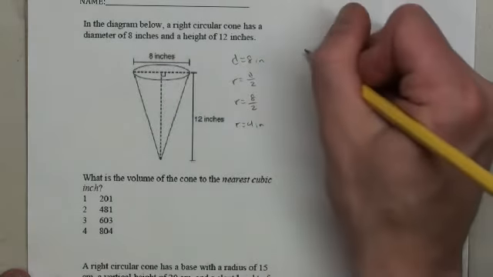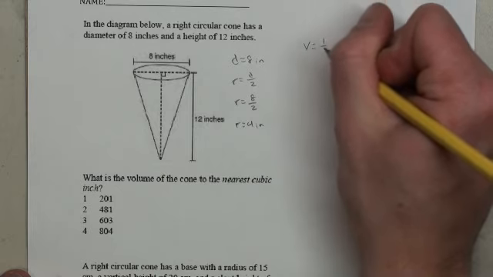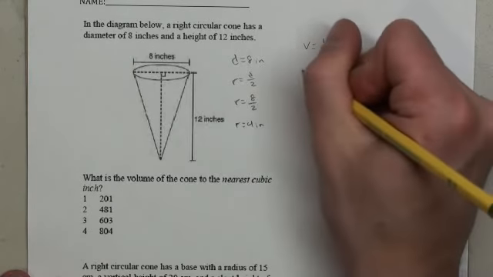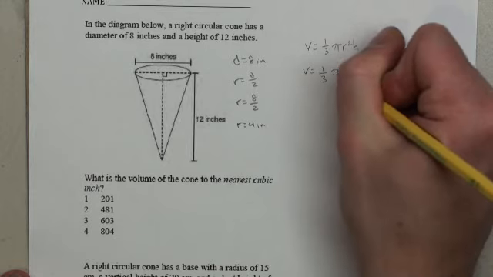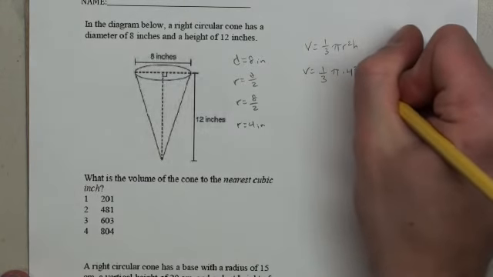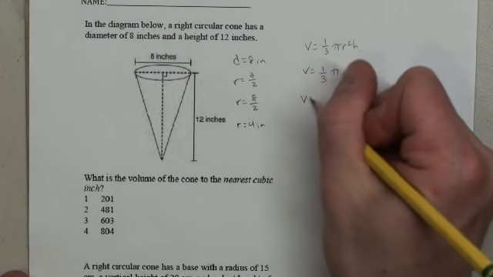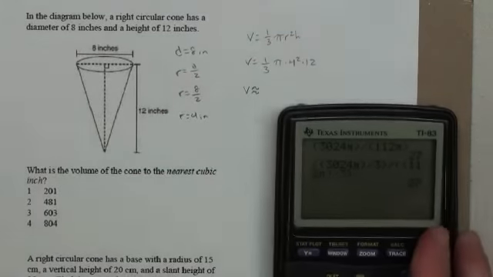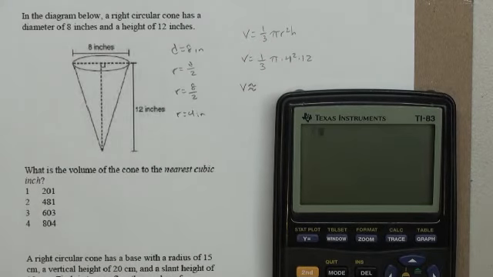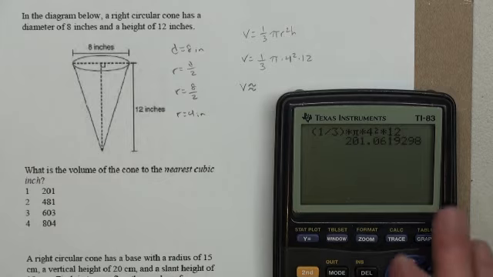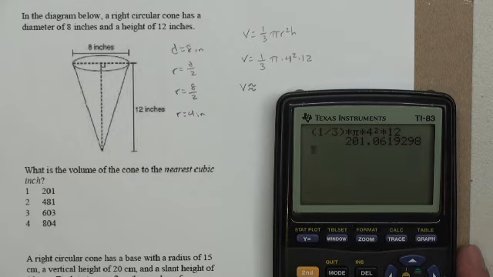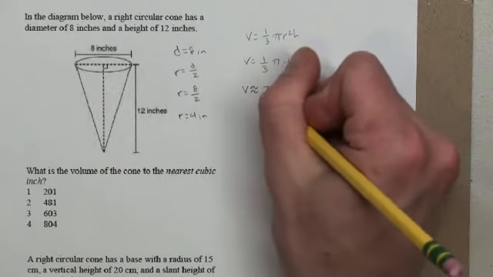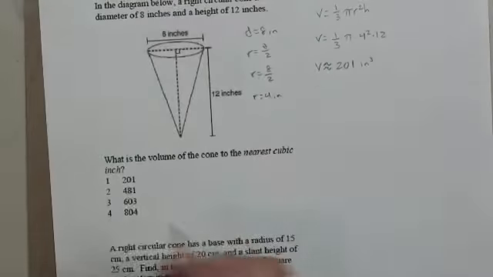What's the volume to the nearest cubic inch? Volume equals 1/3 pi r squared h. Volume equals 1/3 pi times 4 squared times 12. We need this to the nearest cubic inch. 1/3 times pi times 4 squared times 12. 201. That's it, 201 inches cubed.